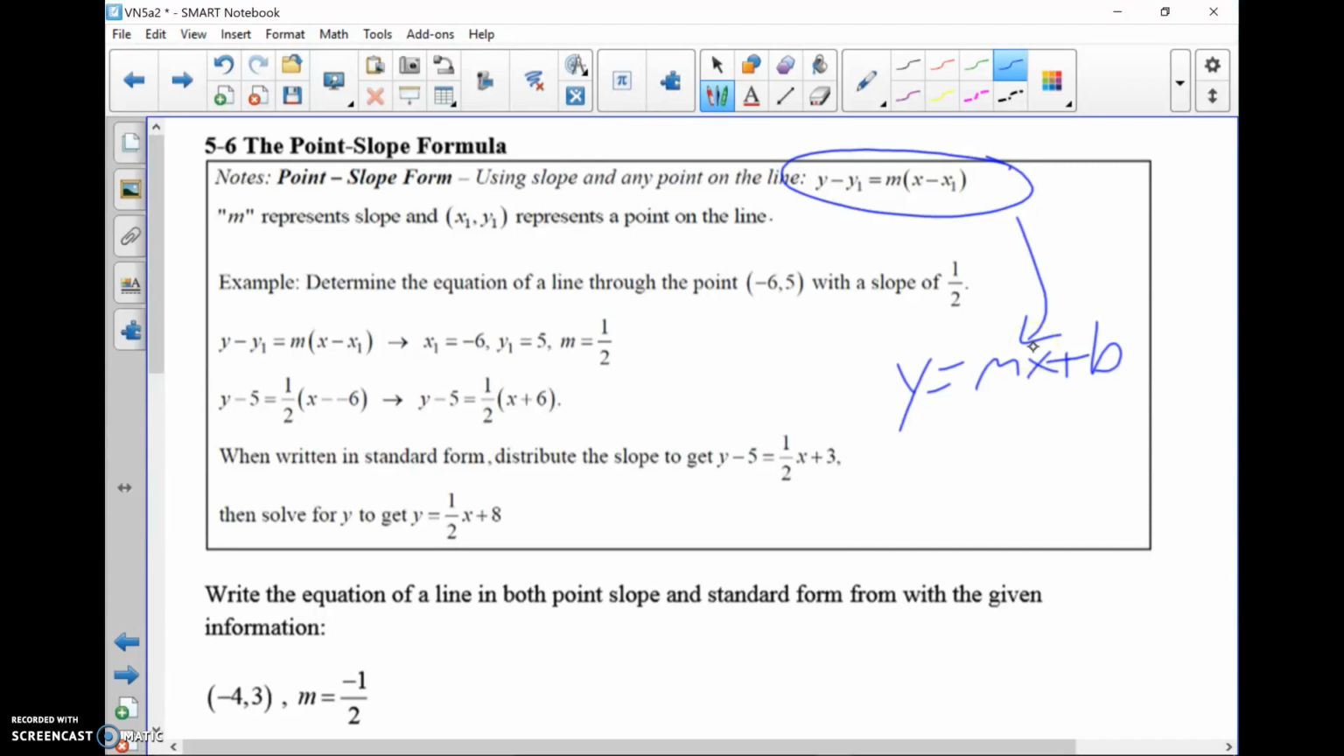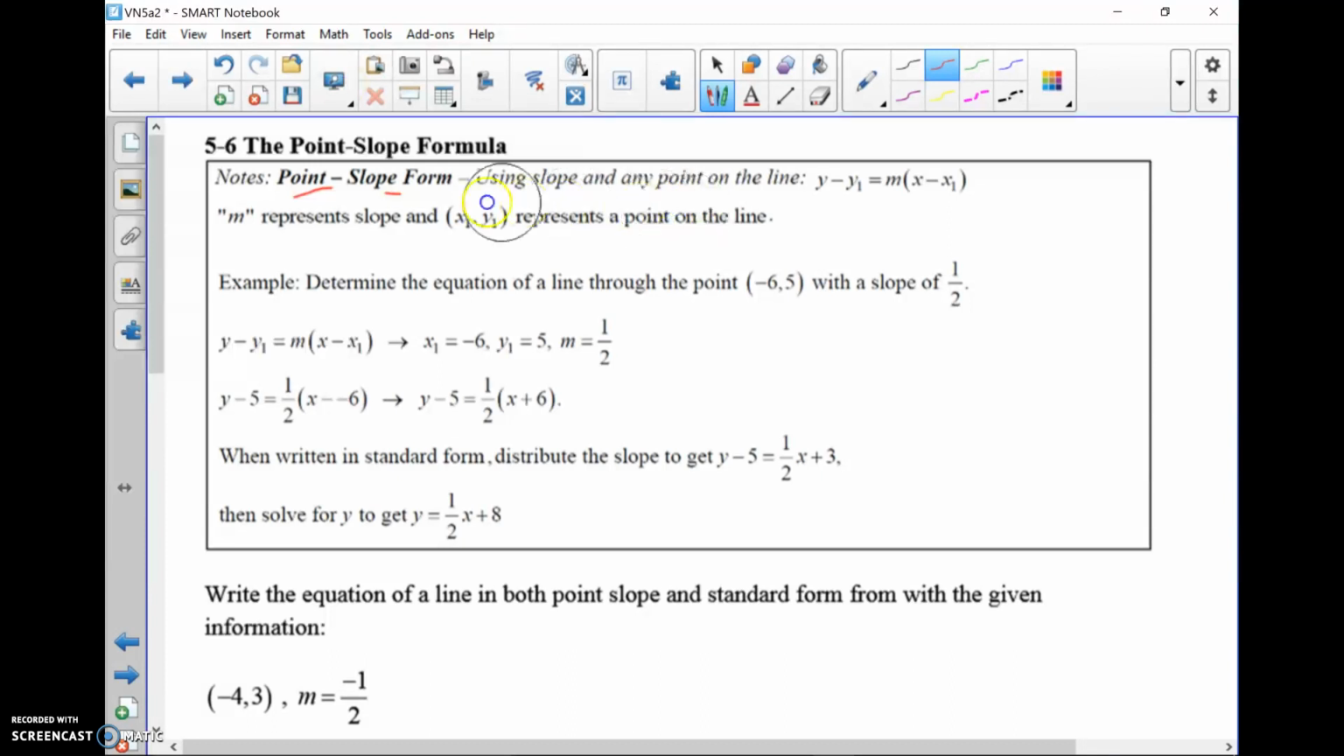Y equals mx plus b is great, but what we need for a linear equation is we need to know the slope and we need to know a location. Now b is the y-intercept, so it's a very specific location. And we're going to talk a lot about that. But what's nice about the point-slope formula is you could use any point on the line. It does not have to be the y-intercept to get the equation of a line.